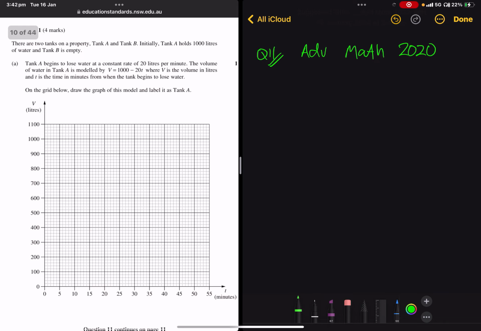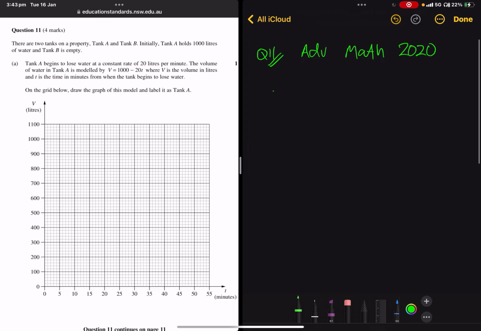So this is a question about water. It's about flow rates, in fact, but very simple flow rates. So we're told there are two tanks on a property, tank A and tank B. Initially, tank A holds 1,000 litres of water and tank B is empty. Tank A begins to lose water at a constant rate of 20 litres per minute. The volume of water in tank A is modelled by V equals 1,000 minus 20 times t.